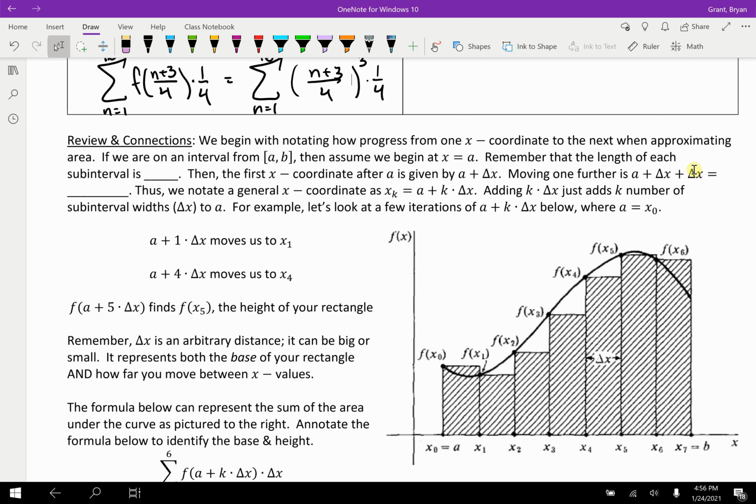So if you're on an interval from A to B, and I'm reading up here, but you can kind of glance down here to use this as some help, we're going to assume that we begin x equals A. For the ease of today, we'll assume this is a left Riemann sum approximation. If it was a right Riemann sum approximation, you begin at the next x-coordinate, but it's easier to start at the initial one. We do need to remember that the length of each subinterval is noted as delta x.